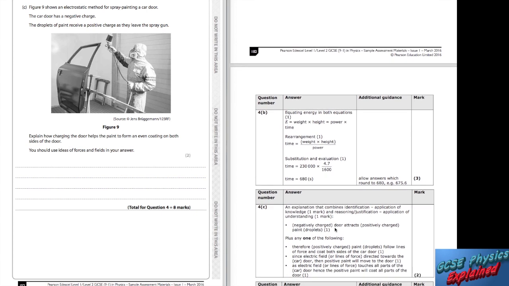So, negatively charged door will attract positively charged paint droplets. Opposites attract. So therefore, the paint will follow the lines of force and will coat both sides of the car door. You could talk about the electric field being directed towards the car, so the positive paint will move toward the door, or as the electric field touches all parts of the door, hence the positive paint will coat all parts of the door.